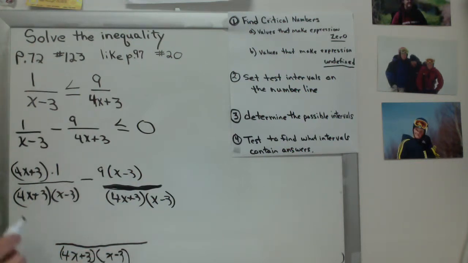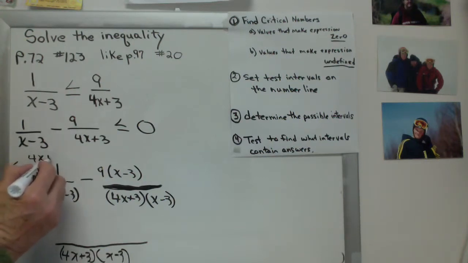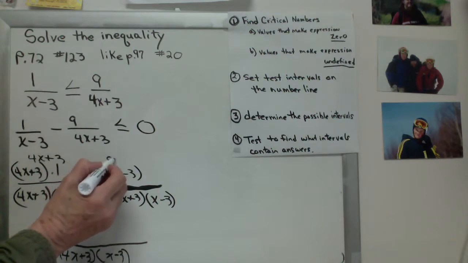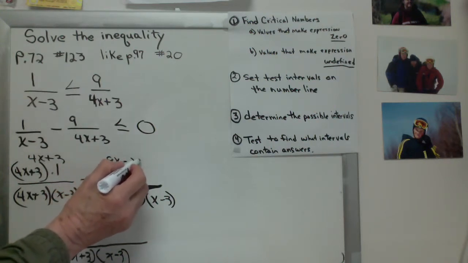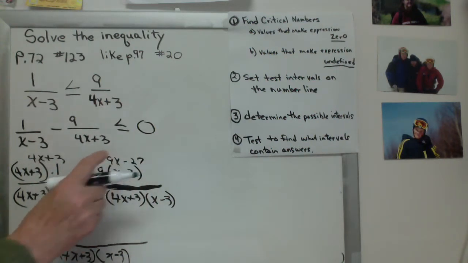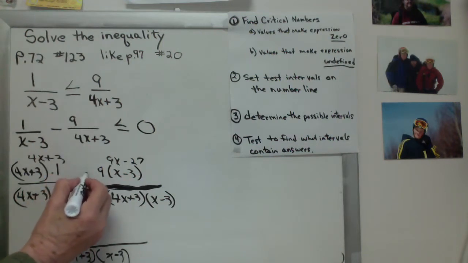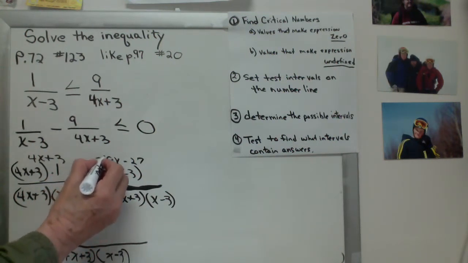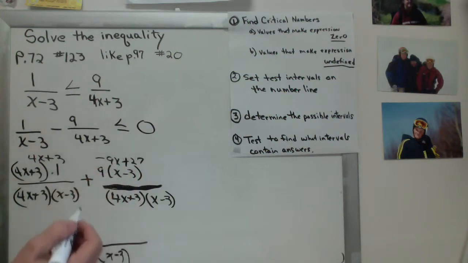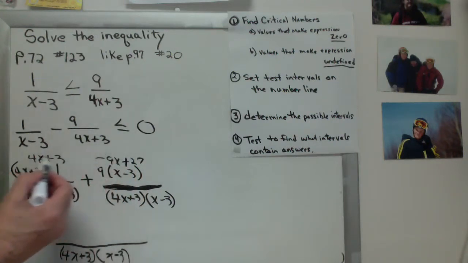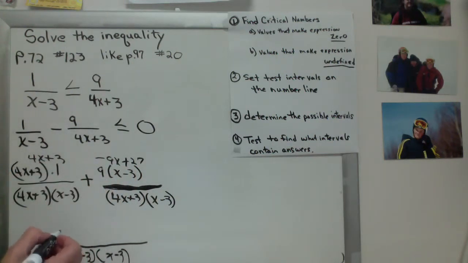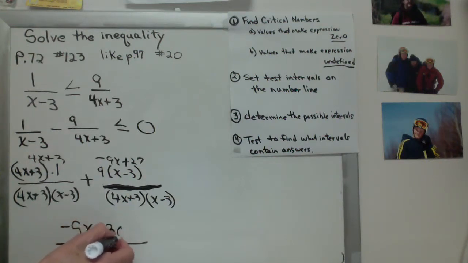What is the top going to be? Well, think about it. This times 1 is going to be 4x plus 3. This is going to be 9x minus 27. I'm going to have to distribute the minus sign. So let's make this a plus, make that a minus and a plus there. I'm sure you've done that lots of times. Then combining like terms, I get minus 5x plus 30.